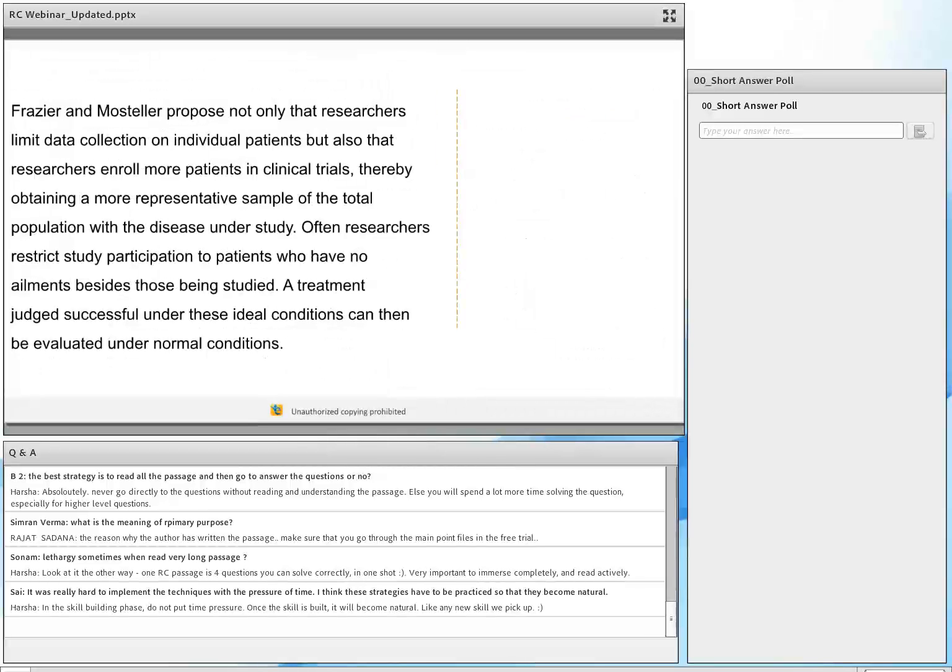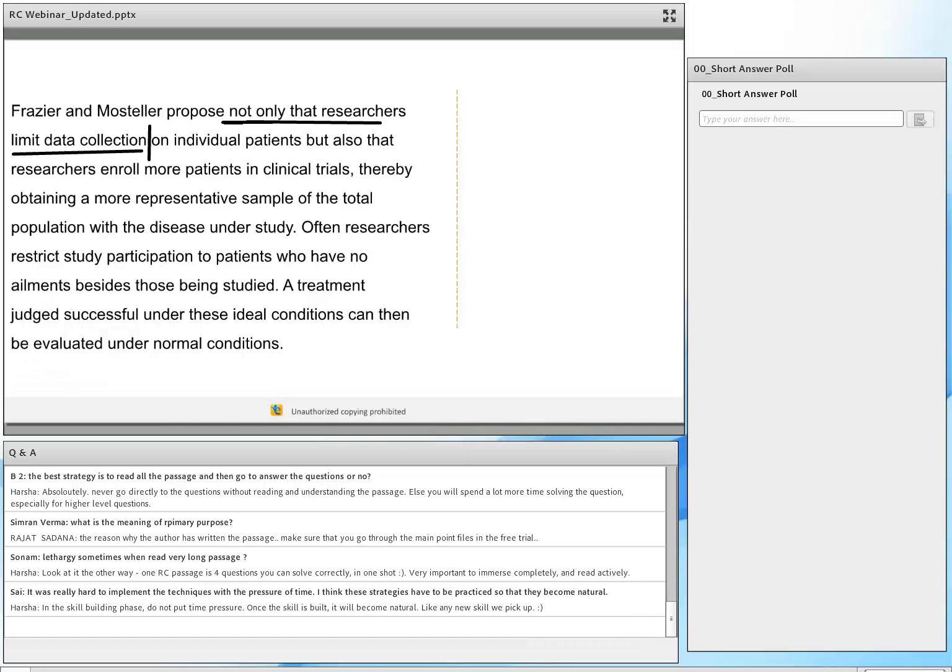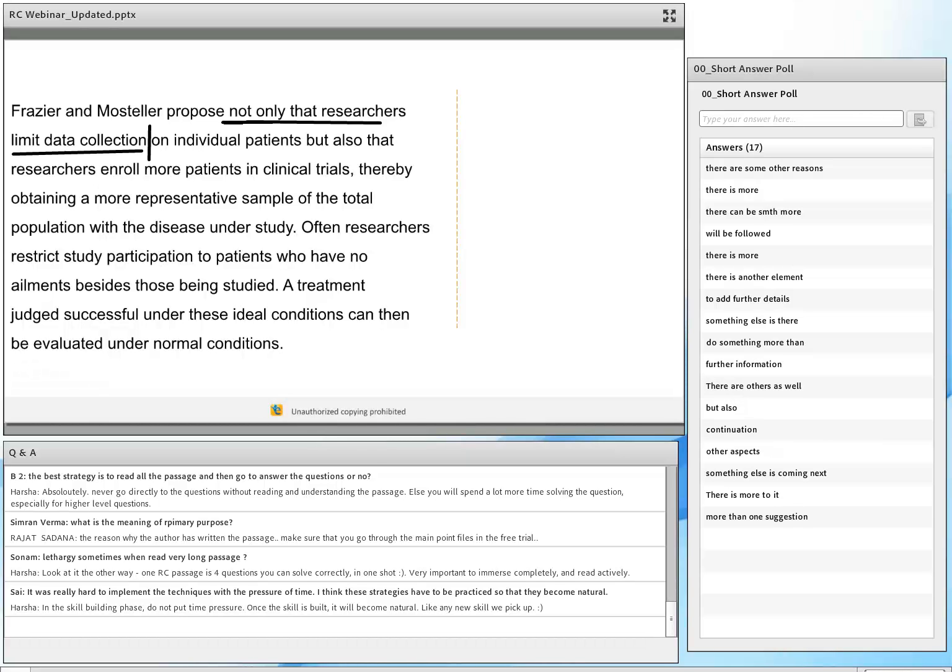And then the author says, in the second paragraph, FNM proposed not only that researchers limit data collection. Okay, now let's say you stop over here at not only. What does not only mean when you see not only in a statement? What does that mean? What is more than one suggestion? Continuation. Who said continuation? That is the best thing. Some may not. That's correct. Absolutely. So when you see not only, yes, you're right that there can be more than one thing.